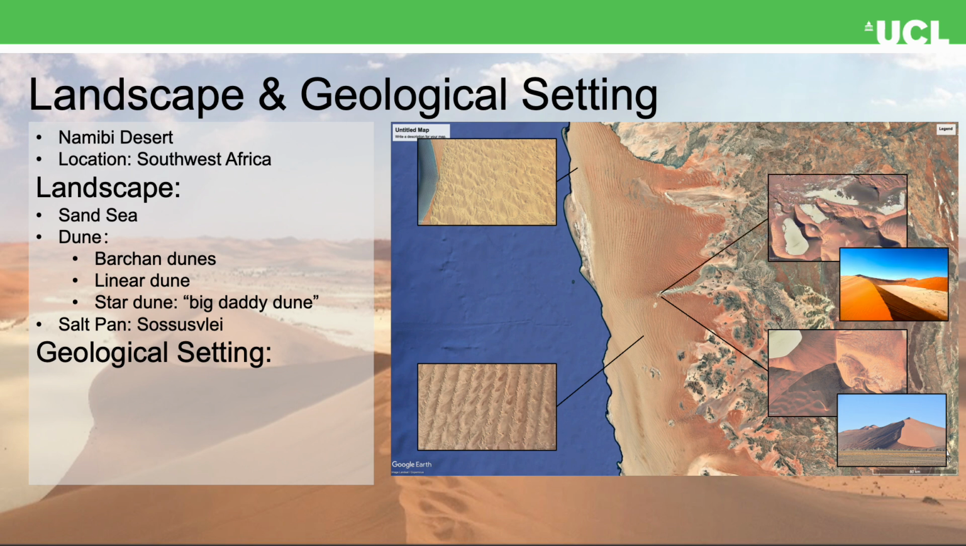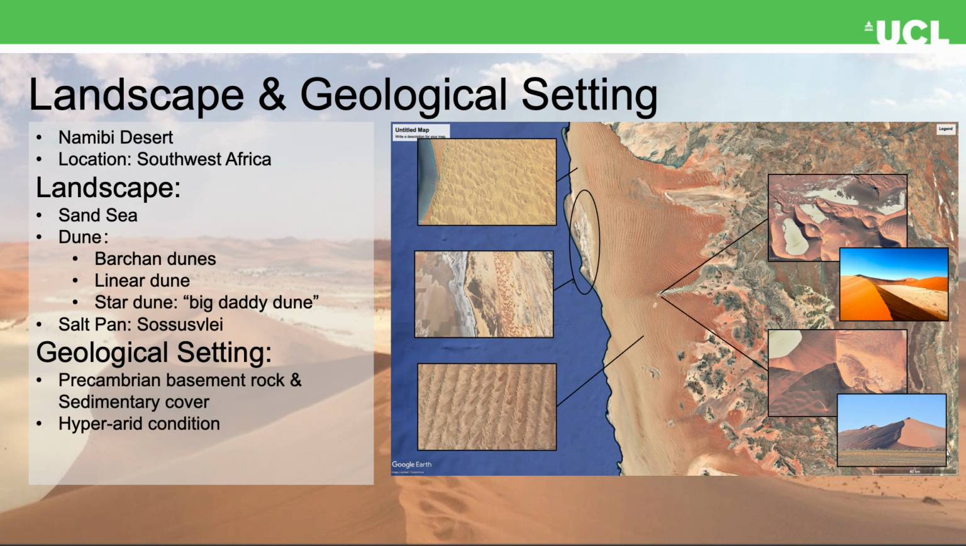Another key feature is the salt pans of Sossusvlei, which indicate intermittent water flow and strong evaporation. Also, there are other dried up salt pans on the coast, formed by flooding. Geologically, the area lies on Precambrian basement overlain by sedimentary cover, and the Namib is one of the oldest and driest deserts in the world, classified as hyper-arid, with minimal rainfall and intense evaporation.